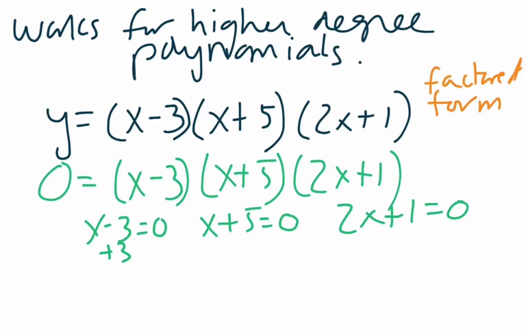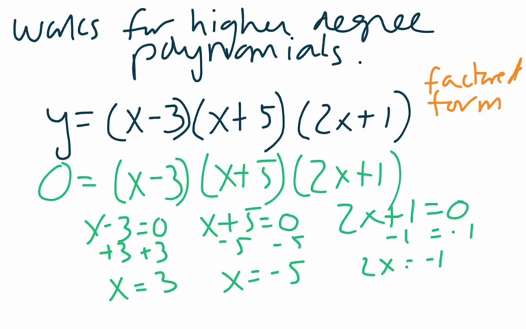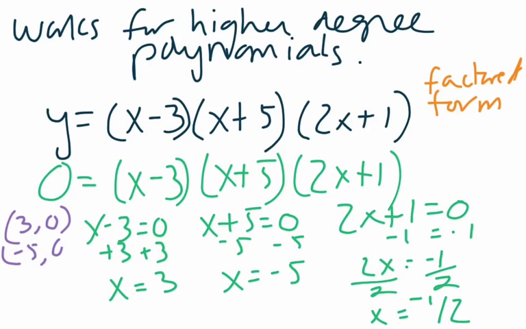Here, if I add 3, I get x is equal to 3. If I subtract 5, I get x is equal to negative 5. This is a two-step equation, so we'll subtract 1 and then divide by 2, and we get x is equal to negative 1/2. This particular function actually has 3 x-intercepts. You can leave them written this way, x equals 3, x equals negative 5, and x equals negative 1/2, because we know that the y has to be equal to 0, or you can write them as the ordered pairs: (3, 0), (negative 5, 0), and (negative 1/2, 0).